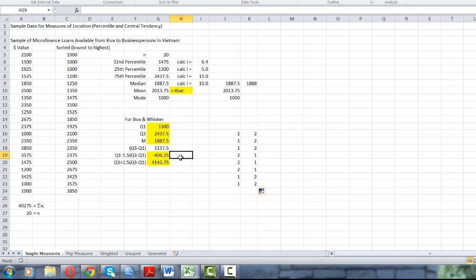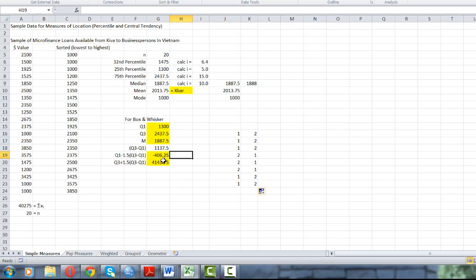And then if you recall, to get the whiskers at the ends of the box and whisker plots, you take the first quartile minus 1.5 times that difference. And so you get a minus 406.25, and then the third quartile plus the same value, so 4143.75. Now, because these are dollar values, this could really be a 0 if you wanted to make it a little more realistic.